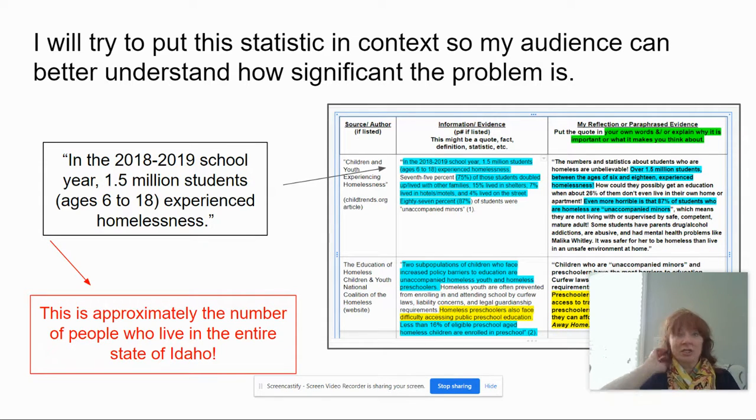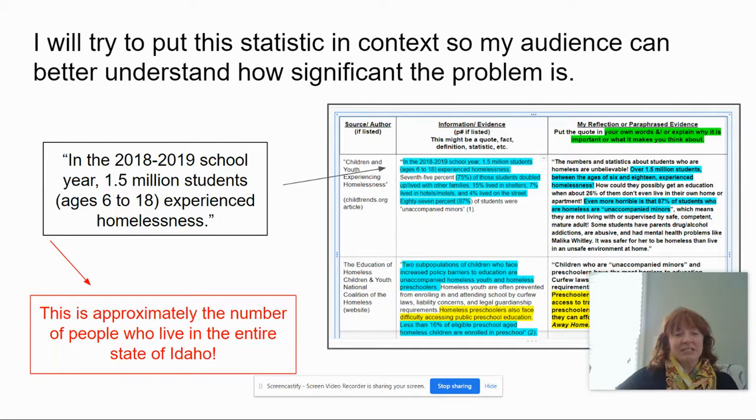So what I did was I actually did a quick Google search: what states have a population of approximately 1.5 million people? And it came up that the state of Idaho does. So I thought maybe that's a way to really capture the attention of my audience, by giving the statistic that in the 2018 to 19 school year, there were 1.5 million students between the ages of 6 and 18 who were homeless. And then adding that little bit of extra context that this is approximately the number of people who live in the entire state of Idaho.